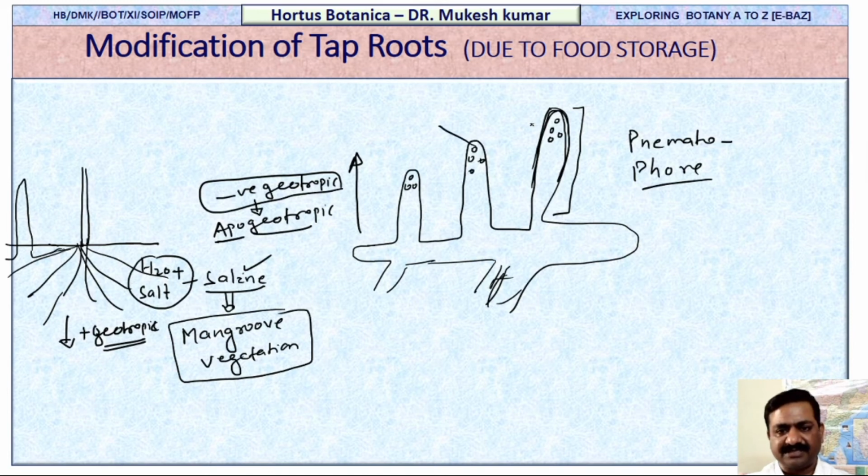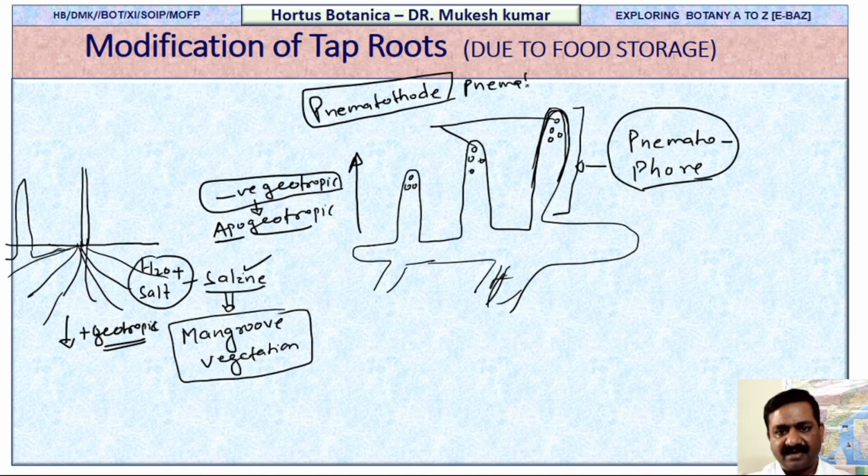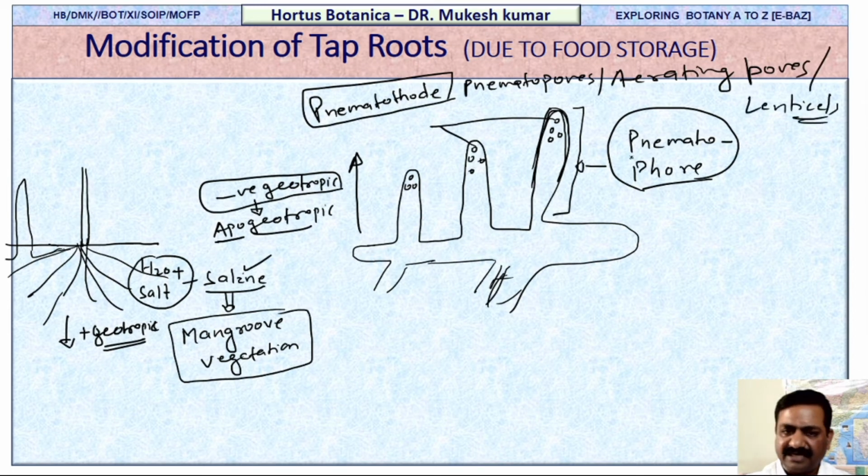See, these are the aerating pores, and these aerating pores, since they are present on the nematophores, are termed nematopores. Pore means a pore, nematophores or nematopores. So these are the aerating pores. These are lenticels, you know, lenticels, aerating pores are there, right? And these will help in the exchange of gases.